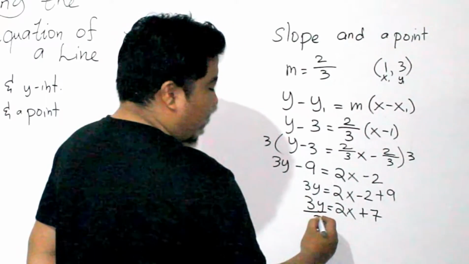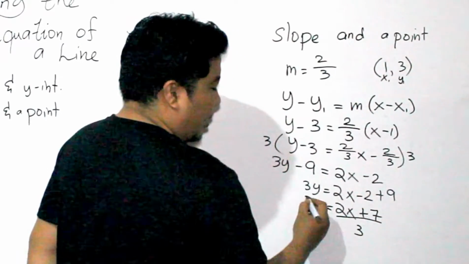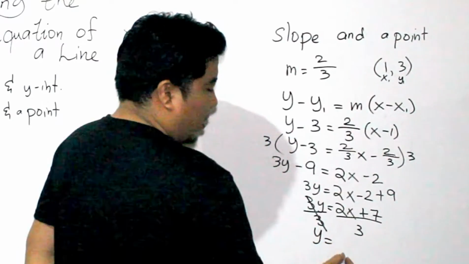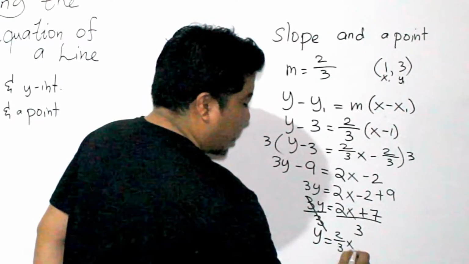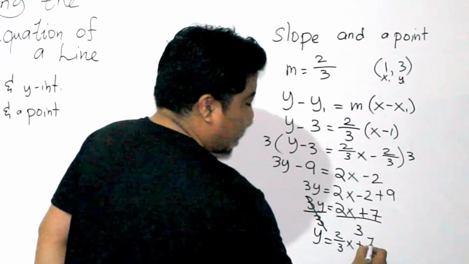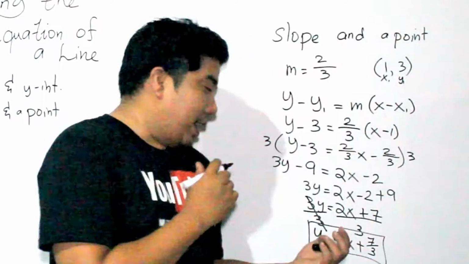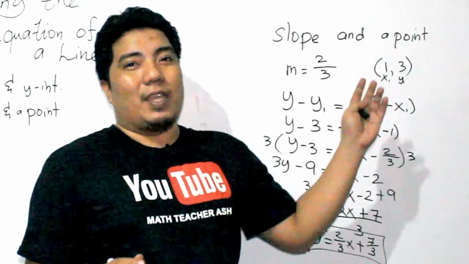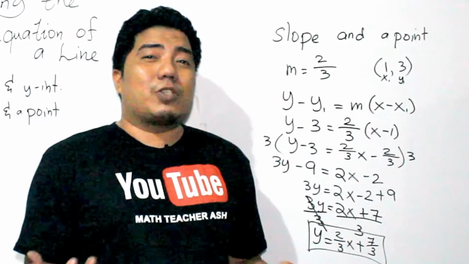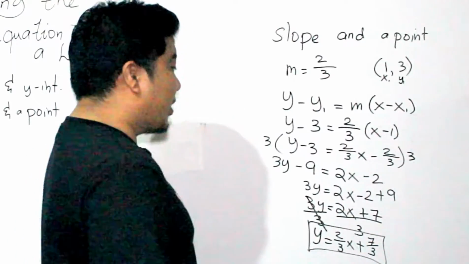And then we divide both sides by 3 for us to use the slope-intercept form. So we have 2/3 x plus 7 over 3. And that will be your linear equation for this given. Now, if you want to ask me, Sir Ash, can I use the standard form? Yes, you can use the standard form.